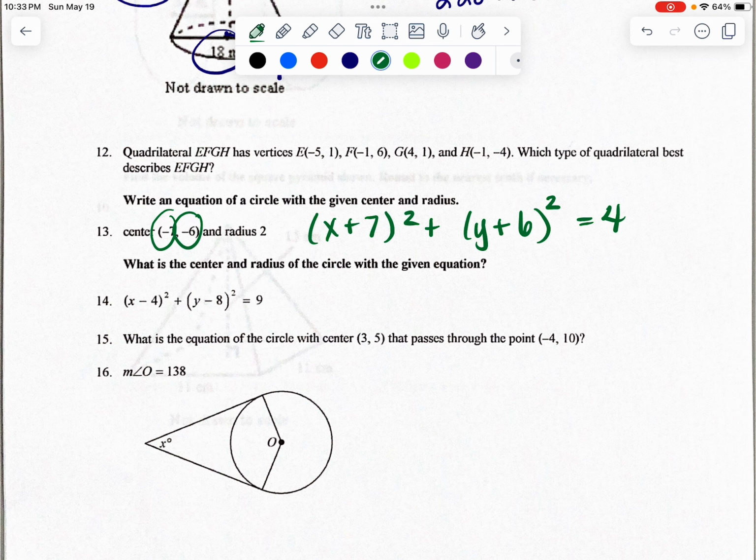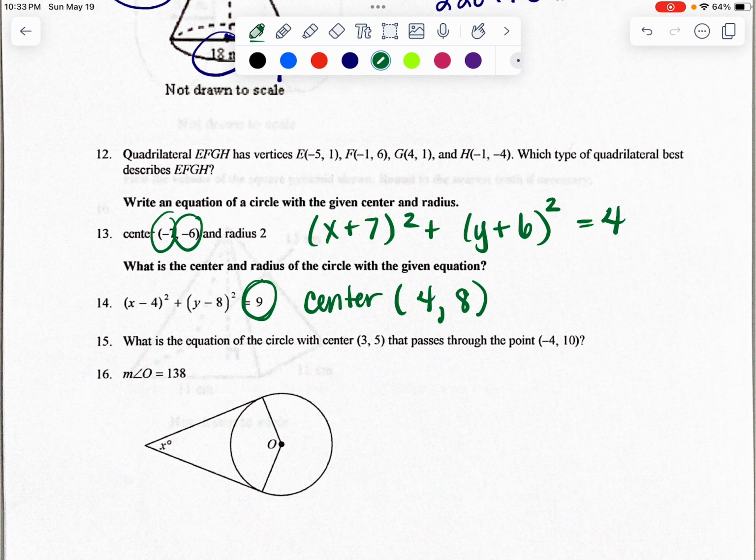So 14 is just that backwards, right? So for the center on this one, whenever I pull those numbers out, it's going to be a positive 4 and a positive 8 because of that negative already built into the formula. And the radius is going to be the square root of 9, or 3.